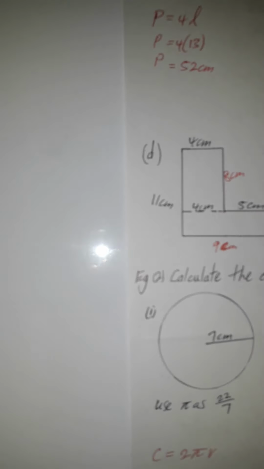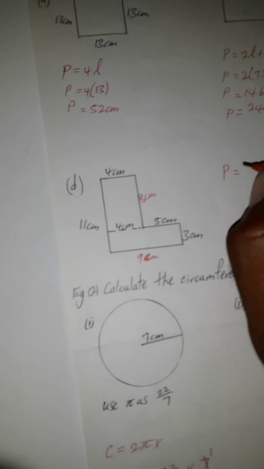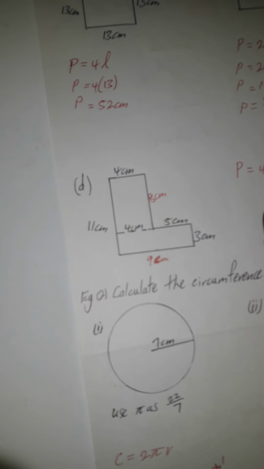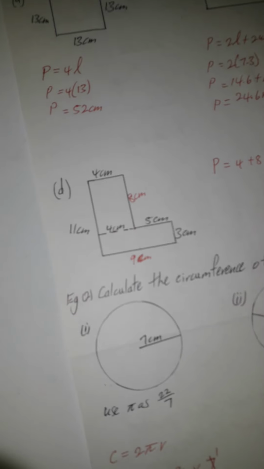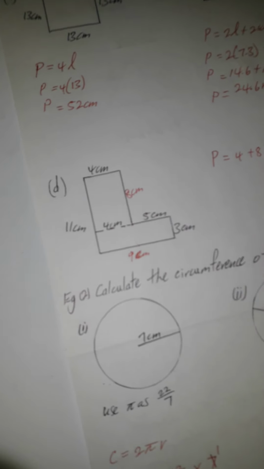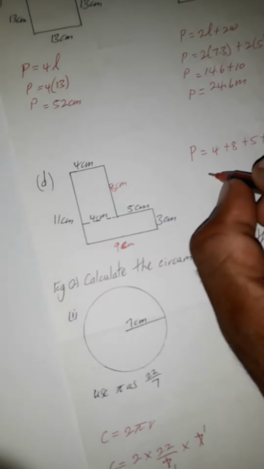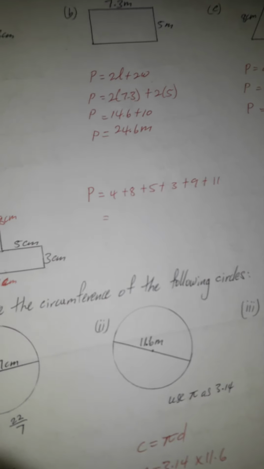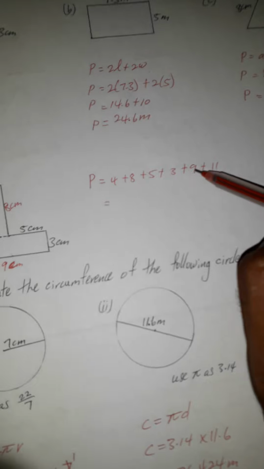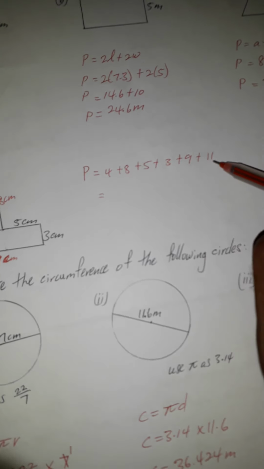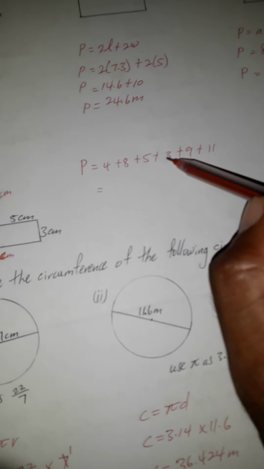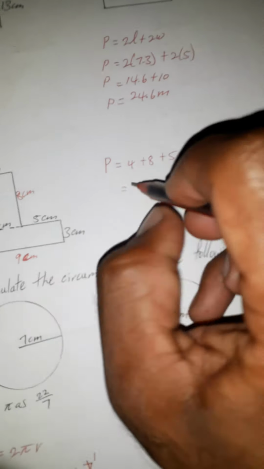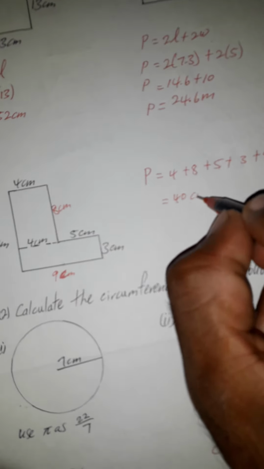And all we need to do now is add the sides. So let's say if we start from here, we add 4 plus 8 plus 5 plus 3 plus 9 plus 11. Okay, let's see what we get. With addition, we can choose any two numbers and add. So let me start from here. 9 and 11 will give us 20, right? 23, 28, 36, 40. So our answer will be 40 cm.